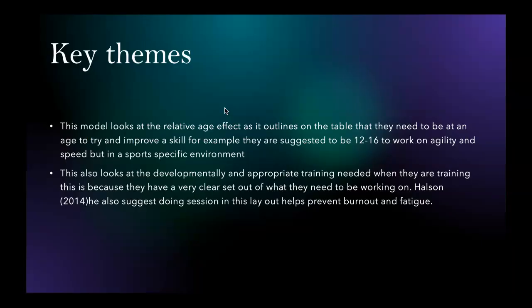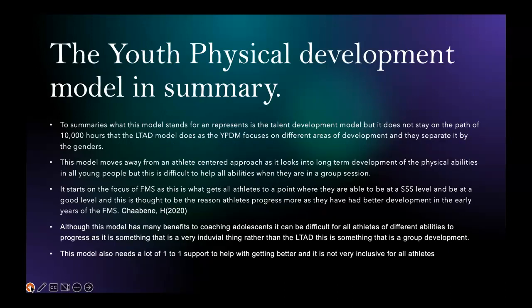So what are the key themes? This model looks at the relative age effect and how they progress through the ages and get to a certain age to work on something else. It also looks at appropriate training needed, so being able to switch between different areas that need to be worked on: agility, speed, which Halson found out in 2014 helps prevent burnout and fatigue. So in summary, this model moves away from an athlete-centered approach, and it looks at long-term development and physical abilities in all young people.